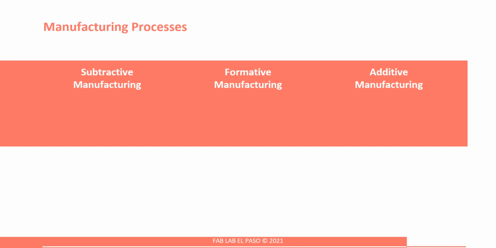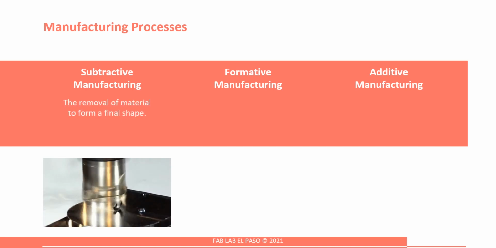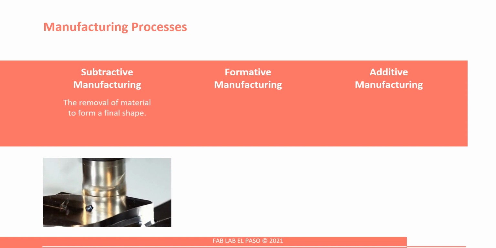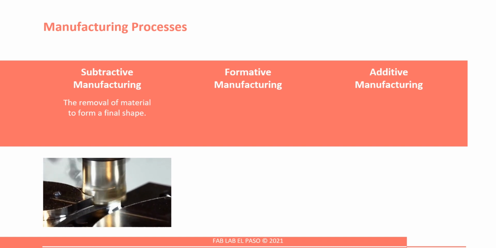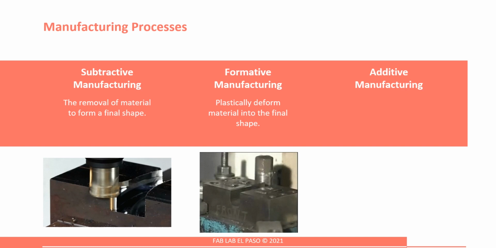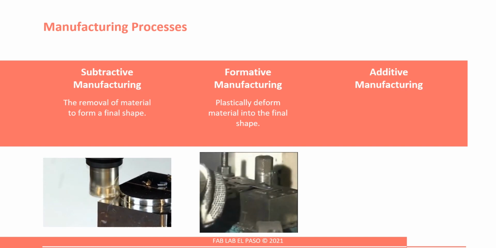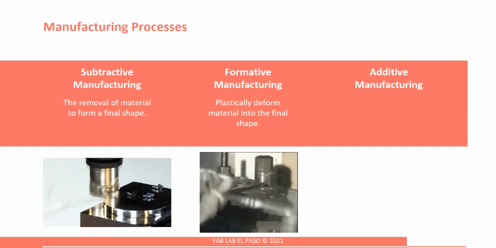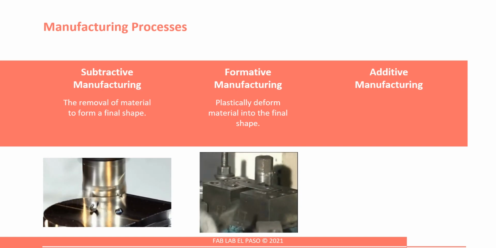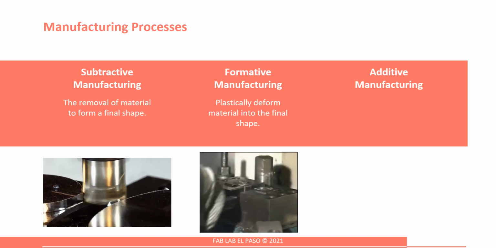In the past videos, you learned about different methods of subtractive and formative manufacturing. Subtractive manufacturing is any process that involves the removal of material to form a final shape. Some examples include CNC machining, laser cutting, and drilling. Formative manufacturing is any process that deforms the material into its final shape. In this process, material is neither removed nor added. Some examples include stamping, die casting, and injection molding.